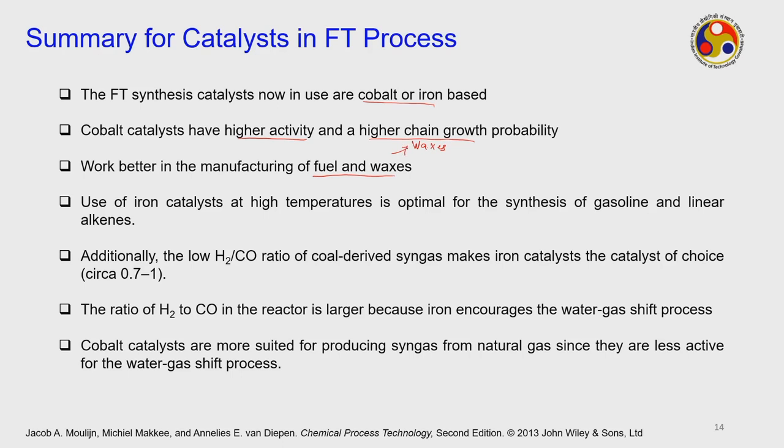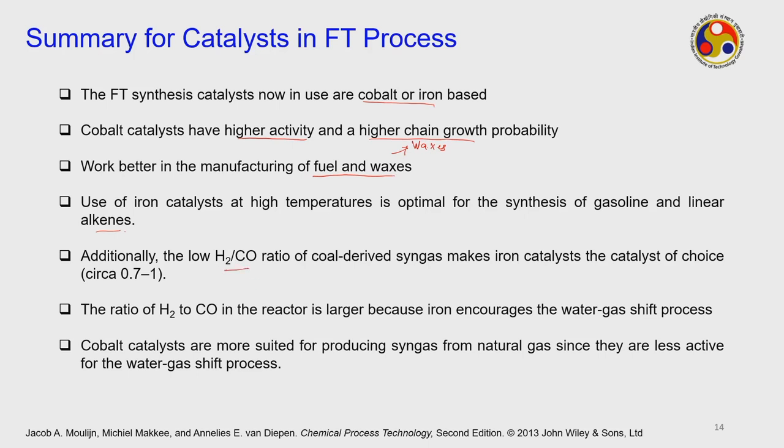Use of iron catalyst at high temperature is optimal for the synthesis of acetylene and linear alkenes. So, where do we use iron catalyst? We use iron catalyst where hydrogen is less and carbon monoxide is more, so that we can produce linear hydrocarbons and linear olefins. Additionally, low H2 to CO ratio.